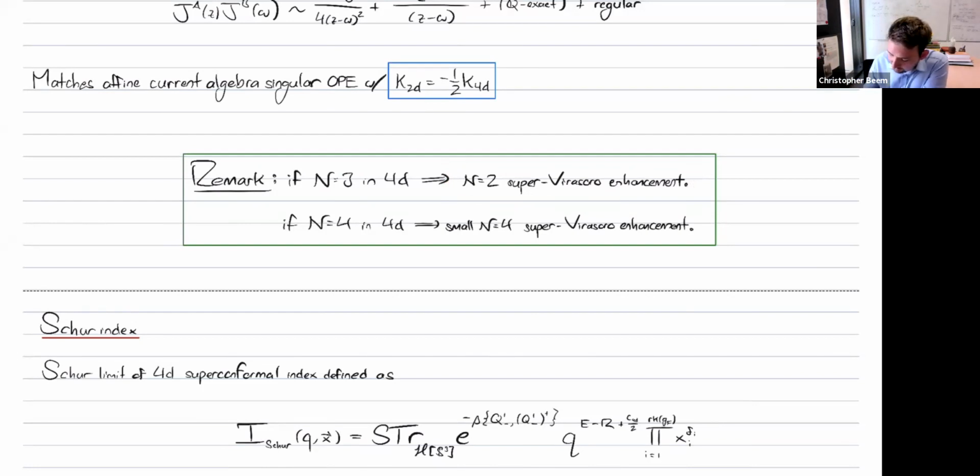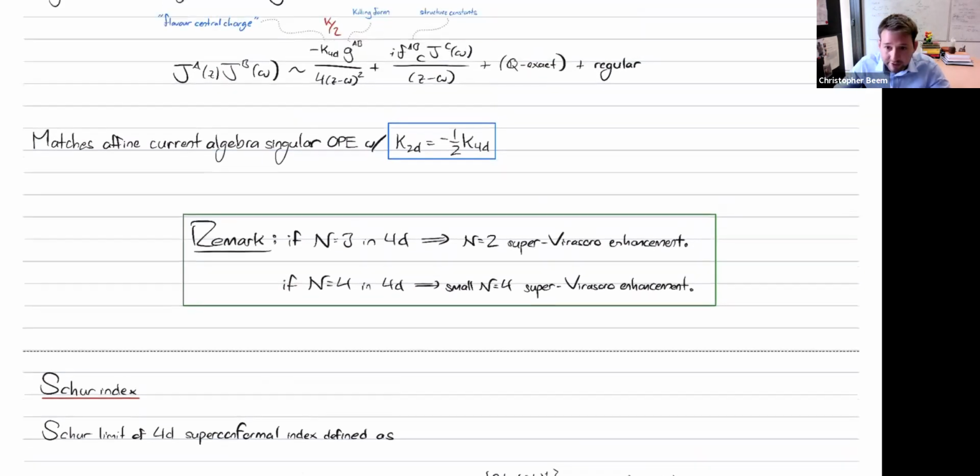And in the case where your four-dimensional theory has the maximum N equals 4 supersymmetry, then you get what's called the small N equals 4 super Virasoro VOA. I won't write it down, but it's the one that people maybe are the most used to if you've spent time with N equals 4 SCFTs in 2 dimensions. Okay. So that's getting us more structure.